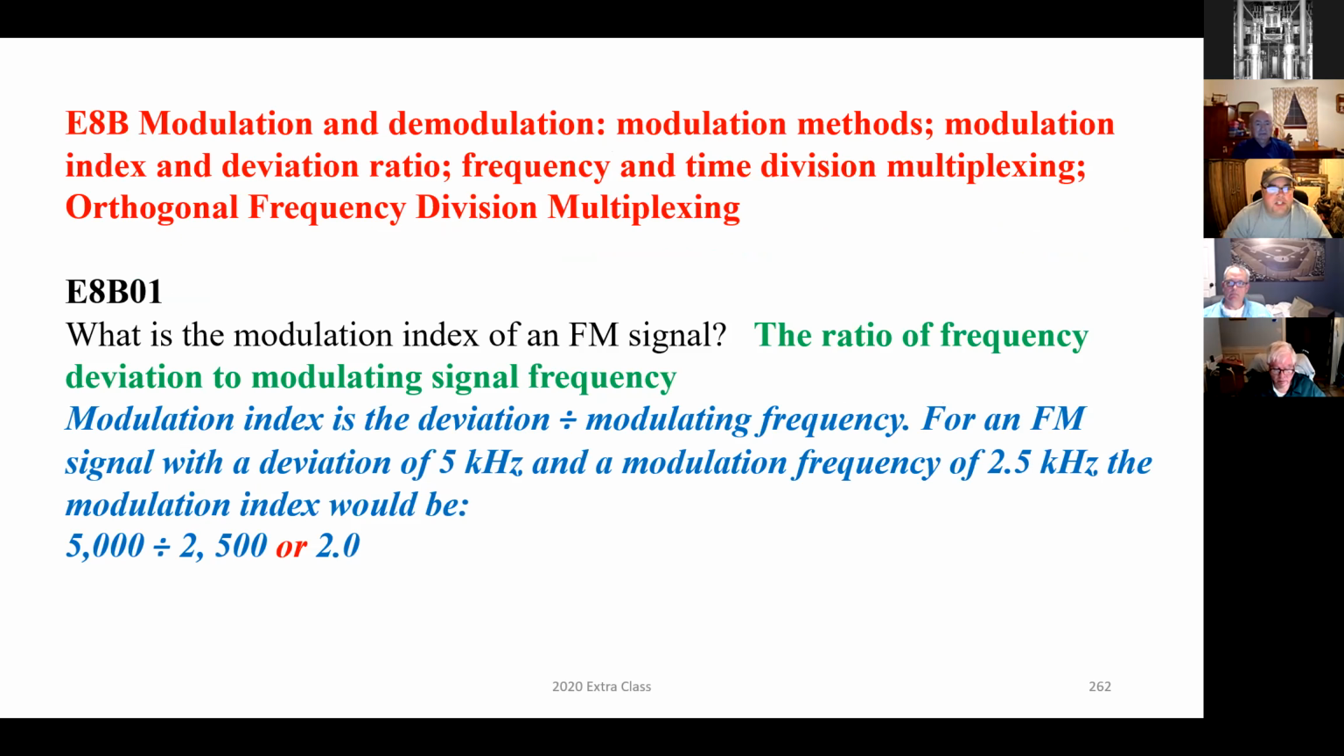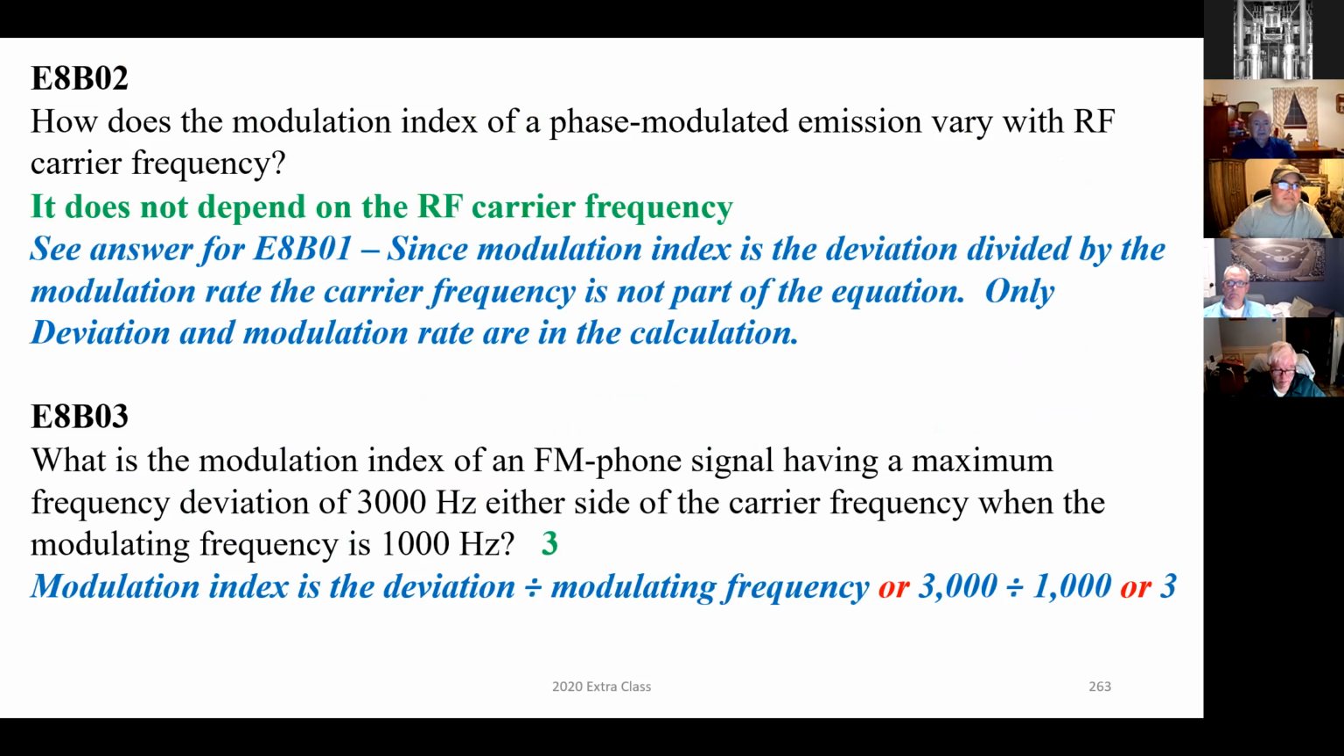What is the modulation index of an FM signal? It is a ratio of frequency deviation to modulating signal frequency. How does the modulation index of a phase modulated emission vary with RF carrier frequency? It does not depend on the RF carrier frequency.